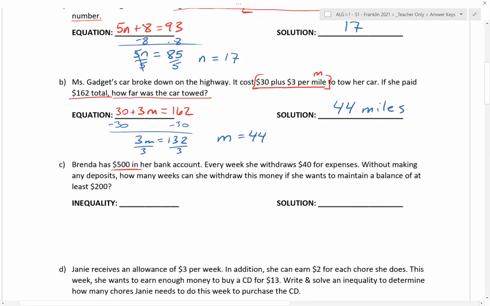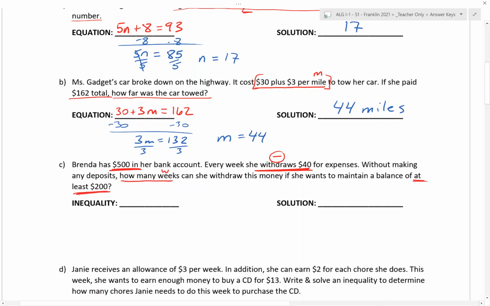She has $500 total. Each week she withdraws $40. That's important. A withdrawal is a negative amount, right? She's taking that money out of her bank account. She's not making deposits, so her total money is not increasing. We want to know how many weeks. So that's going to be our variable, w. Can she withdraw this money if she wants to maintain a balance of at least $200?